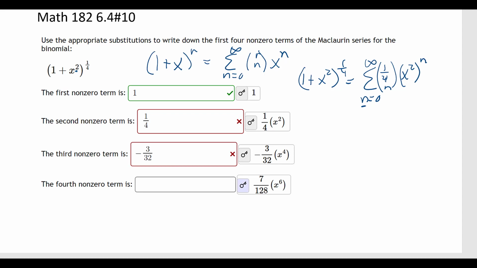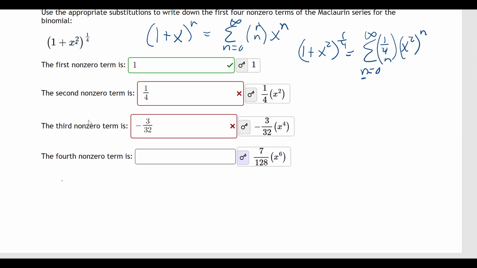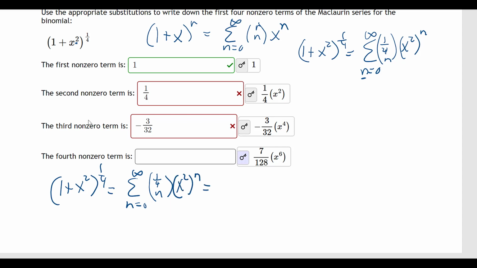And so as we start building out this series, I'm going to rewrite it down here. (1 plus x squared) to the 1/4 power is the sum, as n goes from 0 to infinity, 1/4 choose n, x squared to the n power. So we start off with n being 0, as you see. That term's going to be 1. 1/4 choose 0 is 1. And then x squared to the 0 power is just x to the 0, which is 1. And you see that was correct here.